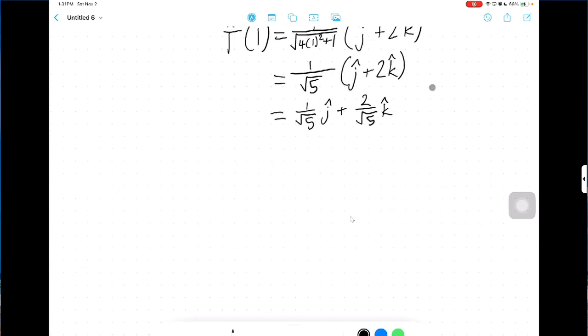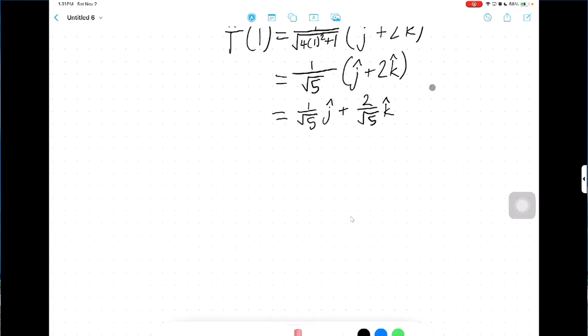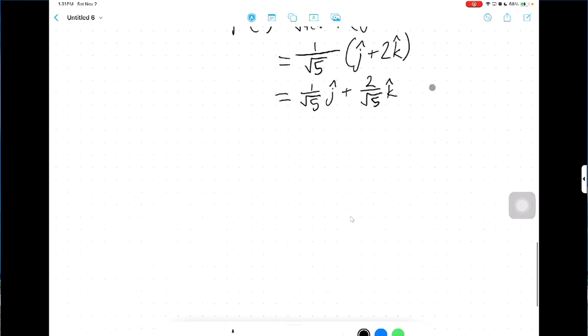Okay, next up is going to be the arc length formula, and be able to use it to find the arc length of a curve.